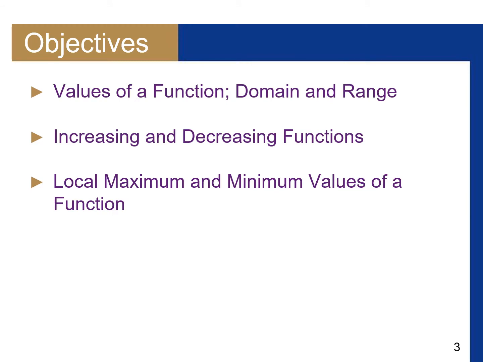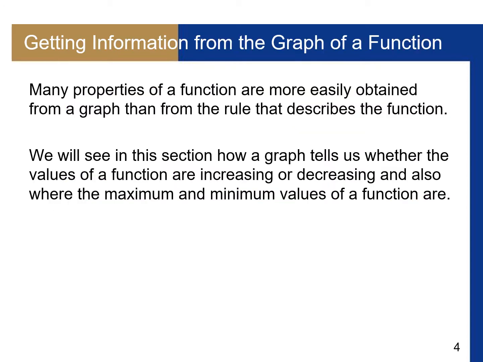We're going to look at the values or the domains and the ranges, where they increase, where they decrease, and their local maximum and minimum values of functions. So many properties of a function are more easily obtained from the graphs than from the rule that describes them. So in other words, it's easier to get information when you look at the picture instead of just the equation. So we're going to see in this function how a graph tells us whether the values of a function are increasing or decreasing, and where we have maximum and minimum values.